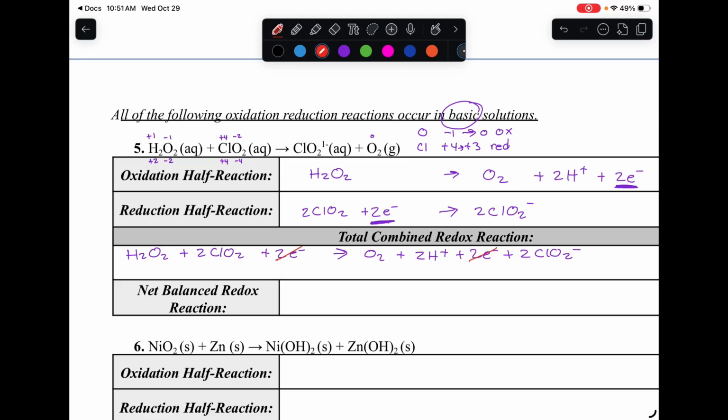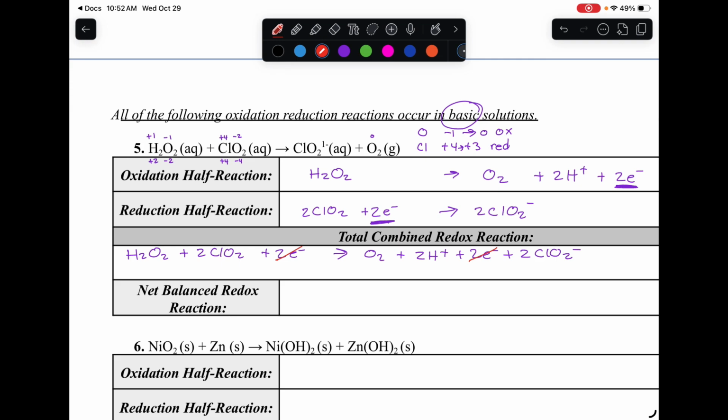That's easy. Now what we have to realize is that because this is in a basic solution, we cannot end up with hydrogen ions in the solution because, as we'll learn in our acid-base unit later on, when you have more hydrogen ions in the solution, it is an acidic solution.